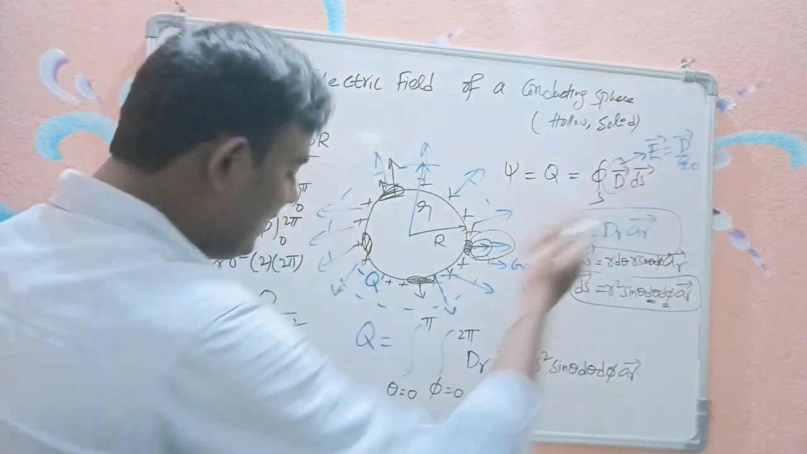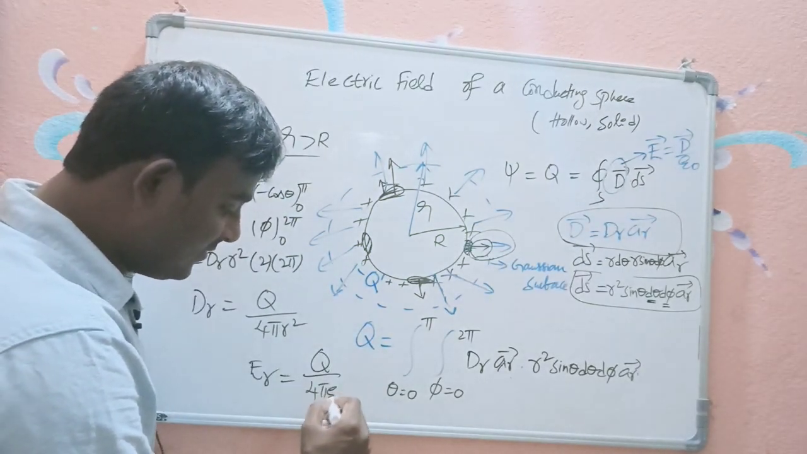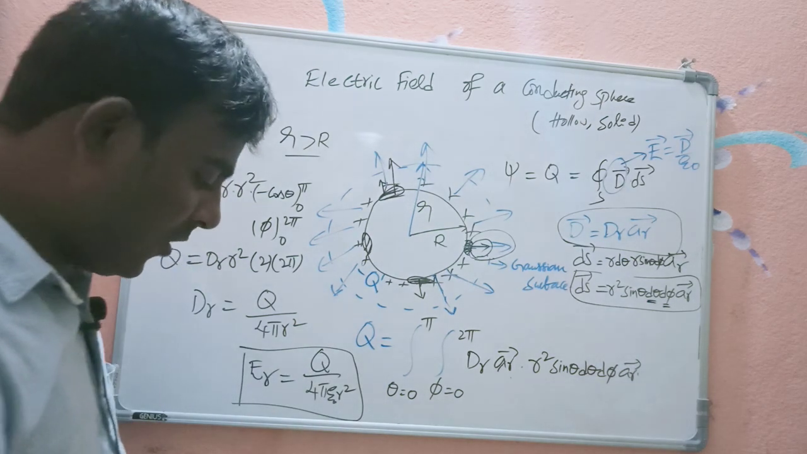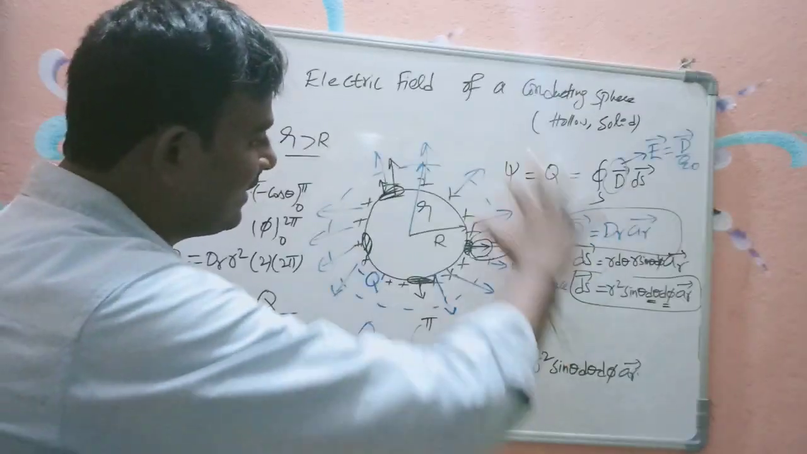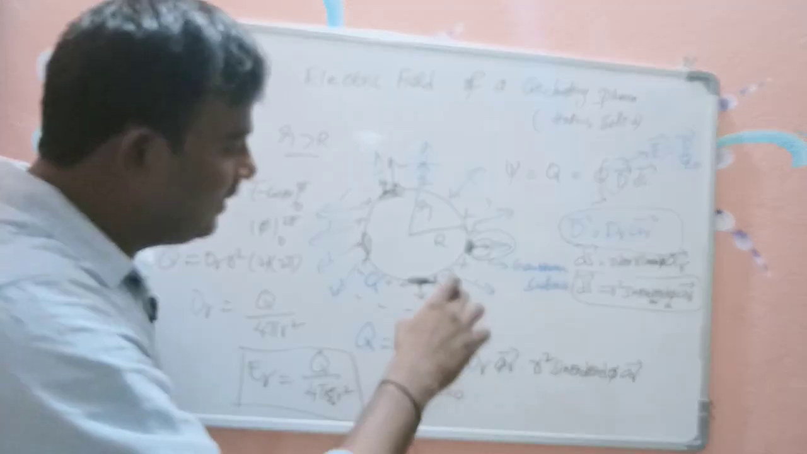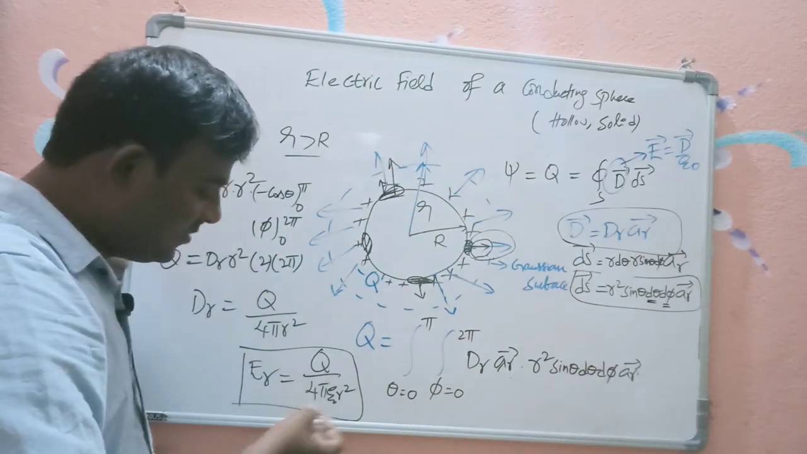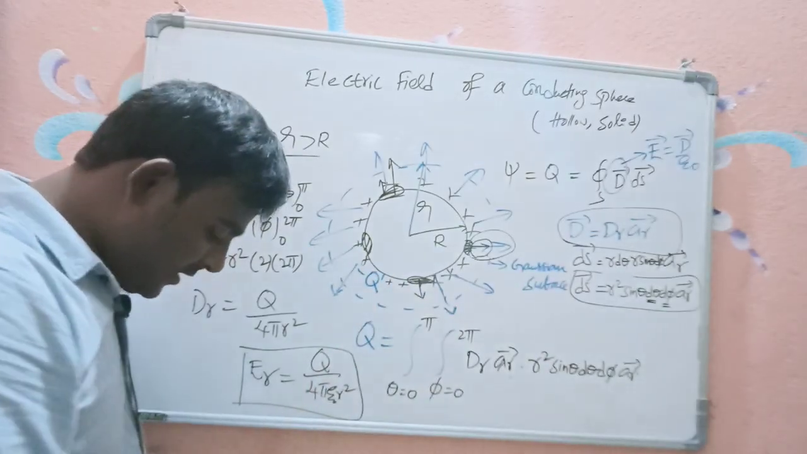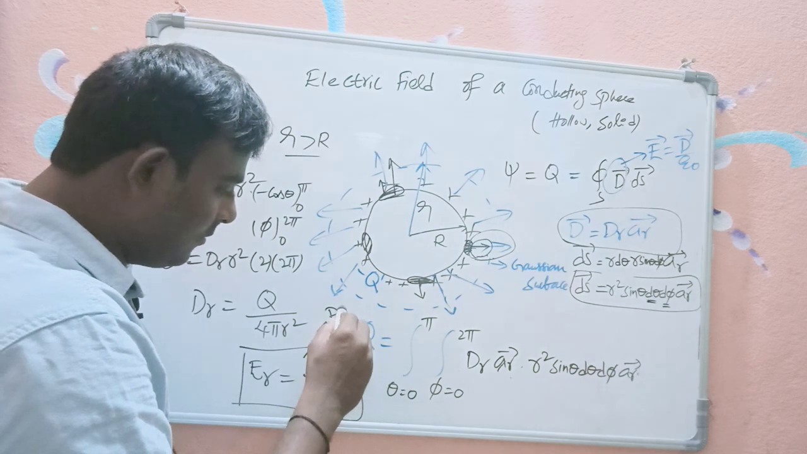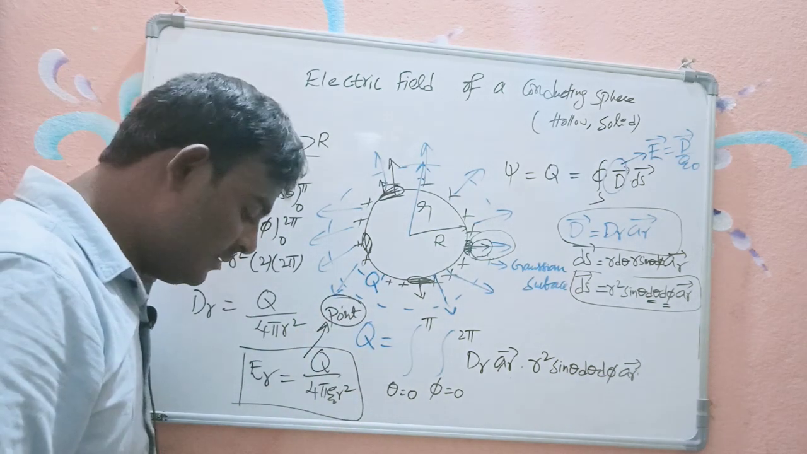So now how can I find Er, which is also in radial direction? E is nothing but D by epsilon, so Er can be written as Q by 4 pi epsilon naught r square. So this is the field for a region which is outside the sphere, because the radius r is considered as greater than capital R. So this region is outside the sphere, and if you observe this expression, it looks like a point charge. Means if we observe the electric field due to a point charge, it looks similar to that.